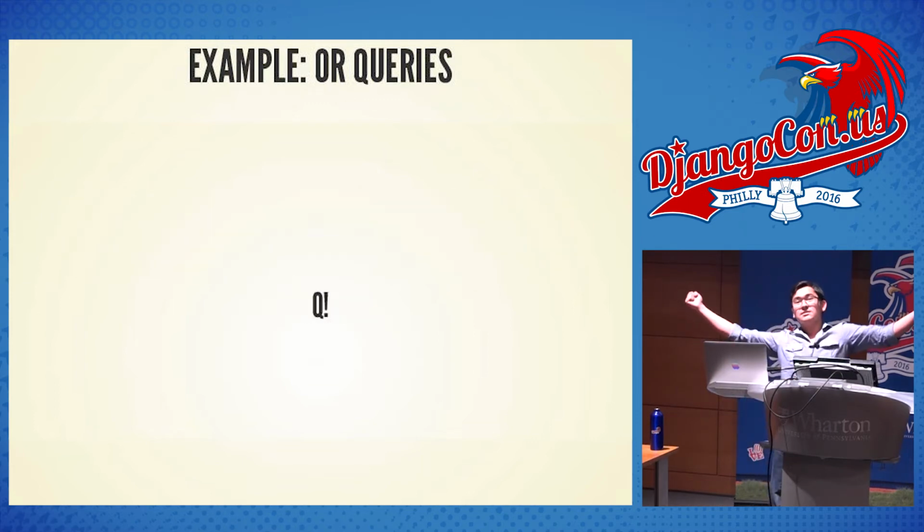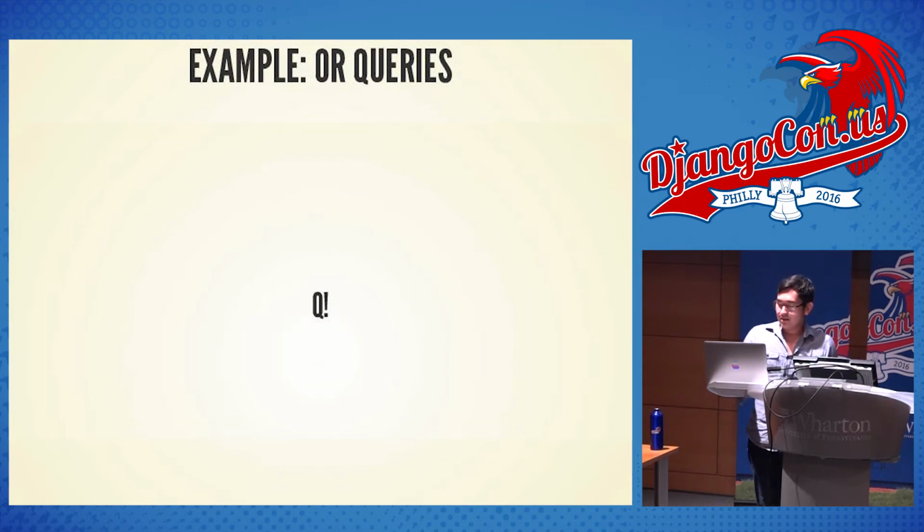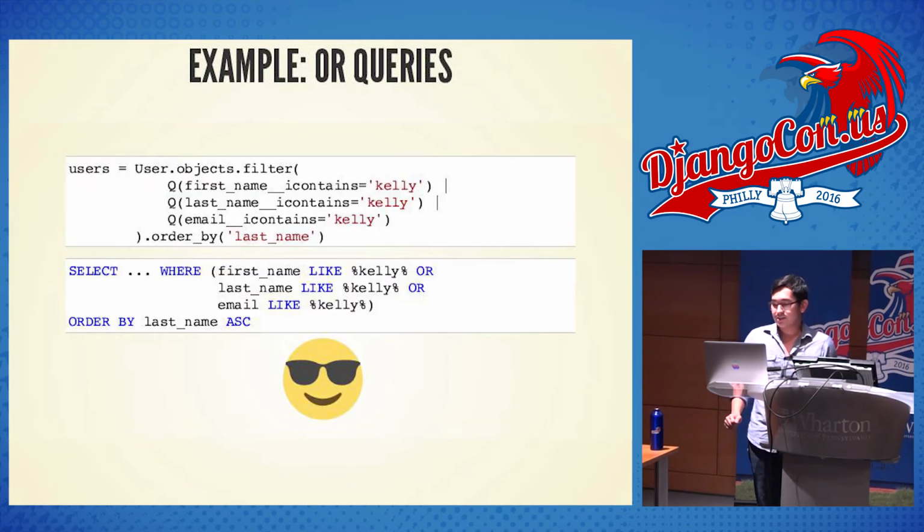But fortunately, we have Q. Q objects are these great objects. They encapsulate query constraints, right? And you can combine them with various operators like and, or, and not, right? And so if we were to rewrite that previous query, we would do it by creating 3 Q objects, right? One for each of our fields, one for each of our constraints, and then joining them with a bitwise OR operator, right? And you can see what the underlying SQL is.